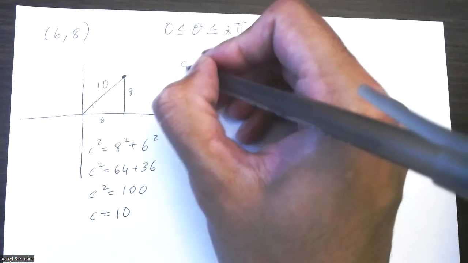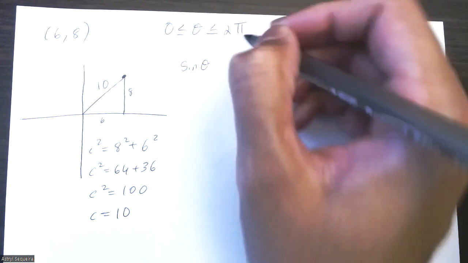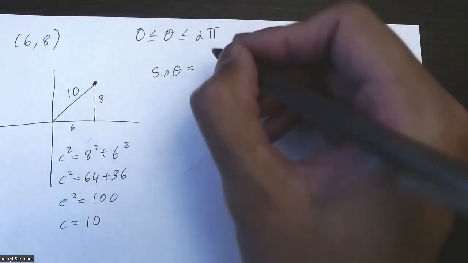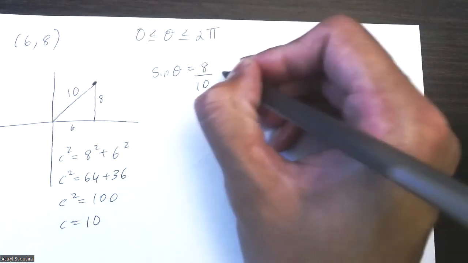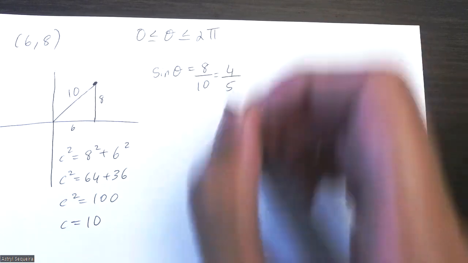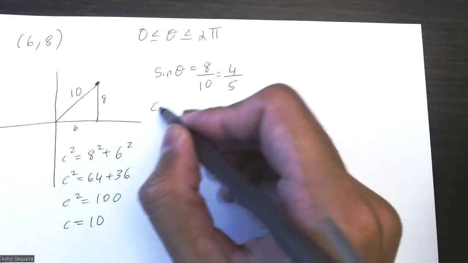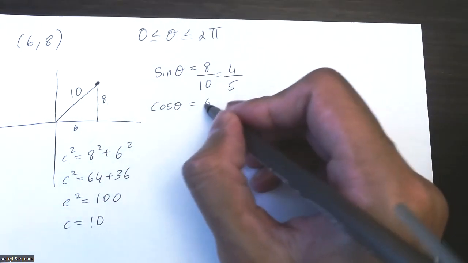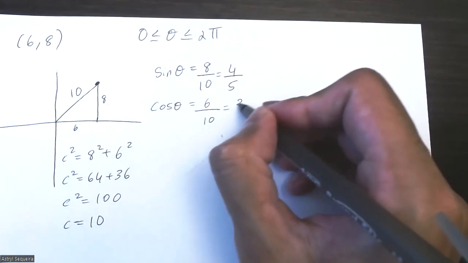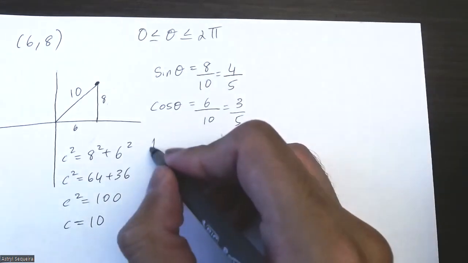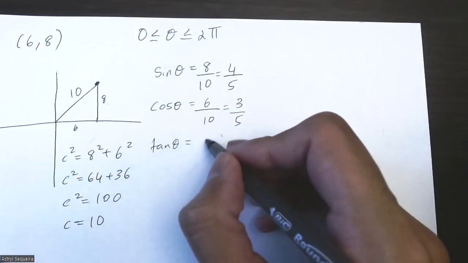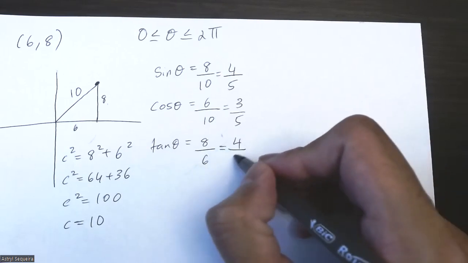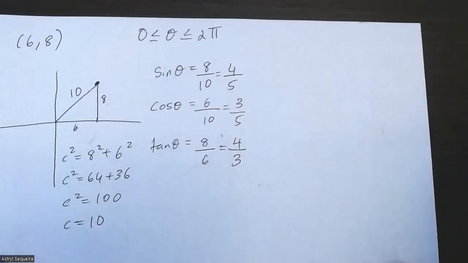So primary trig ratios are sine theta, cos theta, and tan theta. So sine theta is just opposite over hypotenuse, which is 8 over 10, and this can be simplified to 4 over 5. Cos theta is just adjacent over hypotenuse, which is 6 over 10, which can be simplified to 3 over 5. And tan theta is opposite over adjacent, which simplifies to 4 over 3.